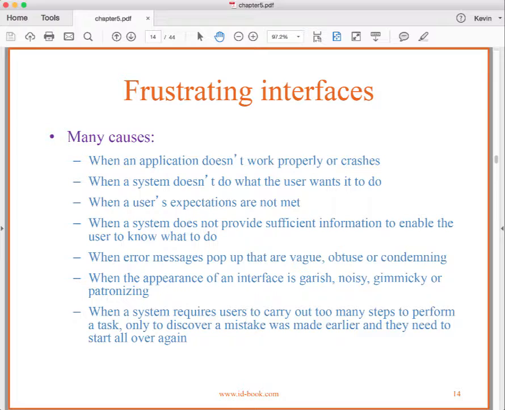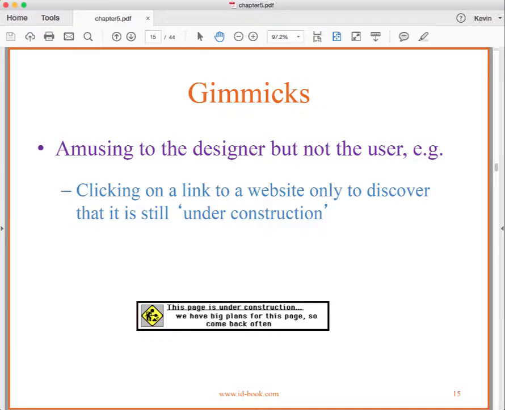That probably I would give all of those or most of those to At Home with Bob. When a system requires users to carry out too many steps to perform a task, only to discover a mistake that was made earlier, and they need to start all over again. Well, those aren't all the things that make me frustrated, but certainly it is a good list.